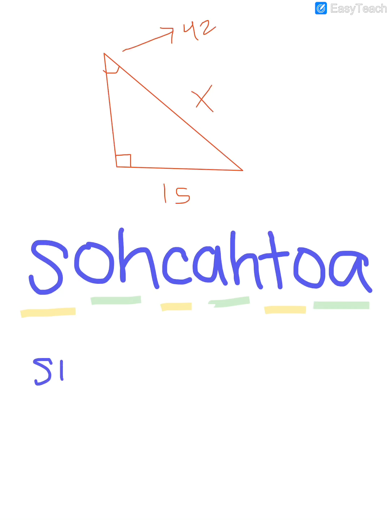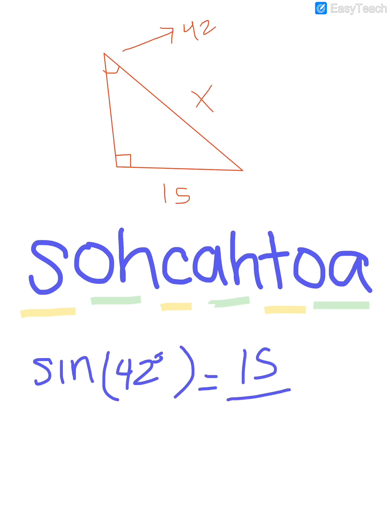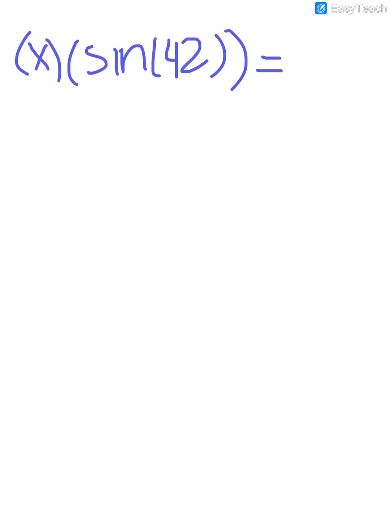So you do sine of 42 degrees equals opposite over hypotenuse. So that is 15 over x. And since, like I mentioned in the last video, just like any algebraic equation, we have to get x alone, we're going to multiply both sides by x. And then we're going to write that out, and that is equal to x sine 42 equals, what was it? 15.